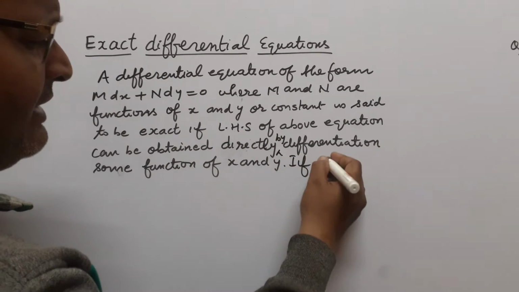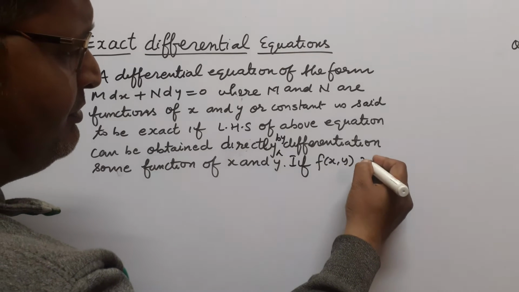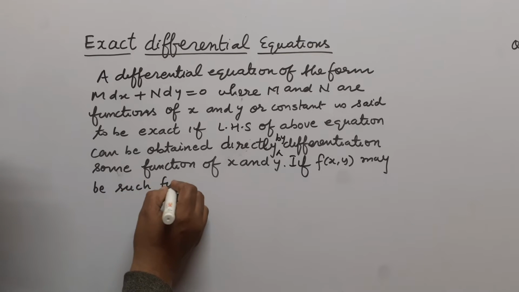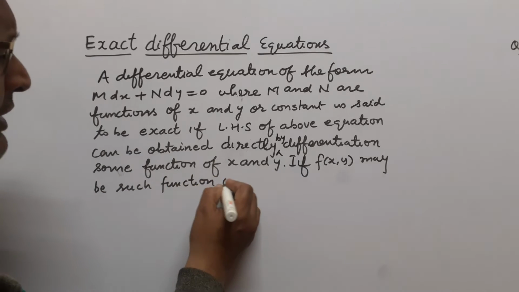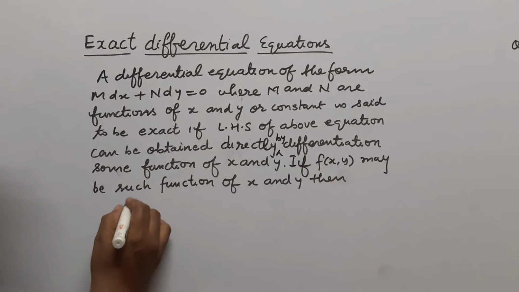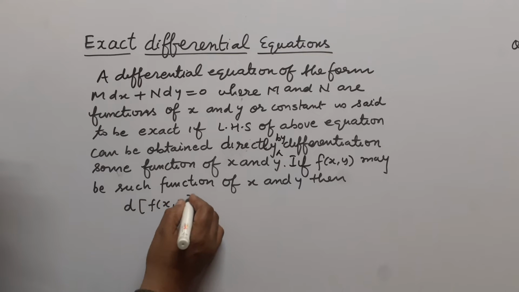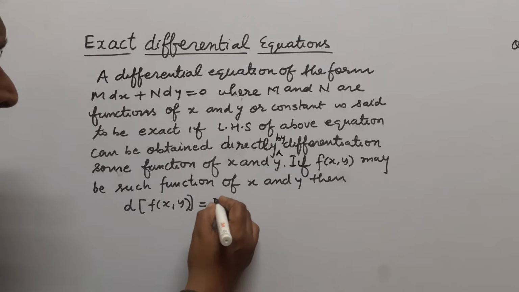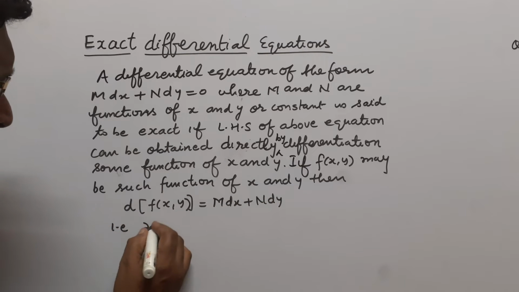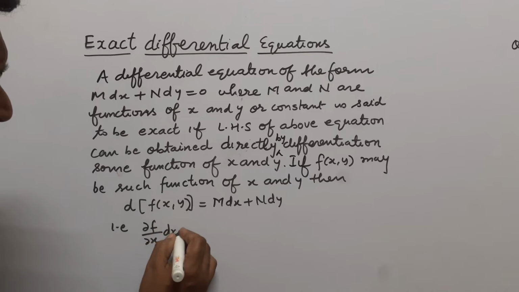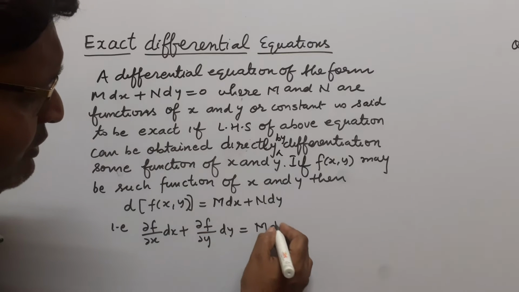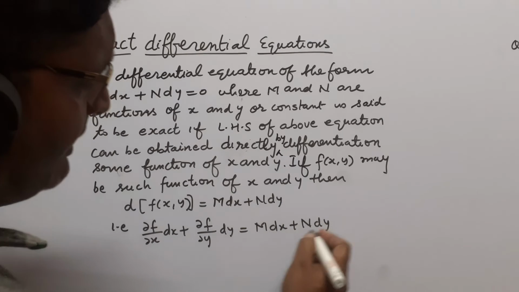If f(x,y) may be such a function of x and y, then the differentiation of f(x,y) is equal to M dx plus N dy, that is, del f upon del x multiplied by dx plus del f upon del y multiplied by dy is equal to M dx plus N dy.